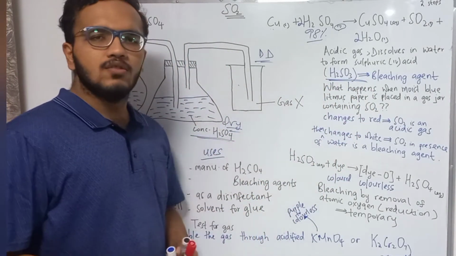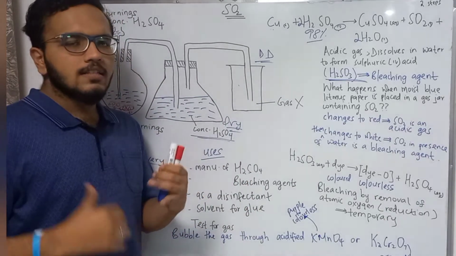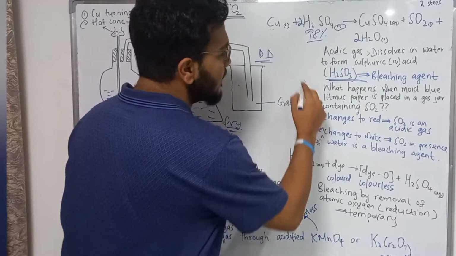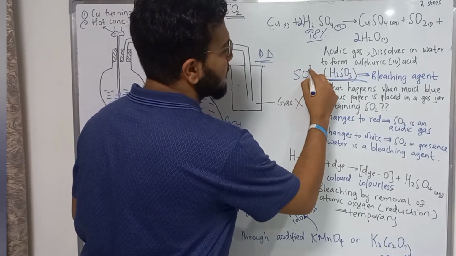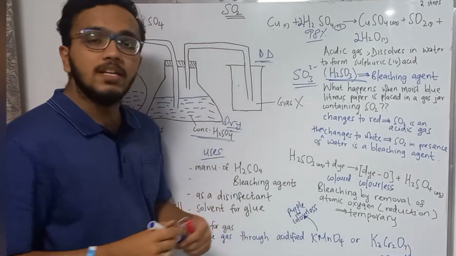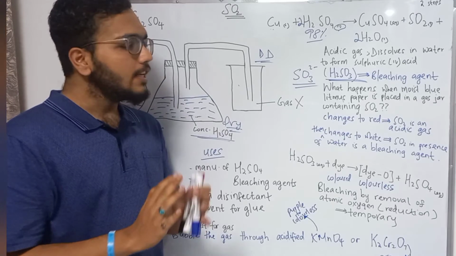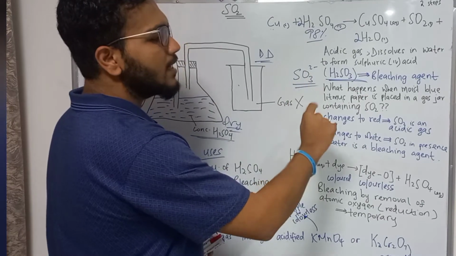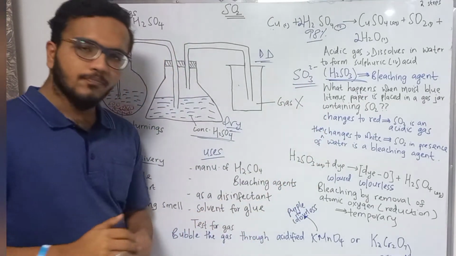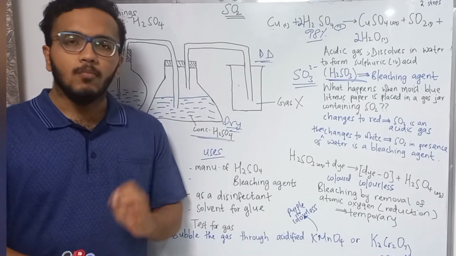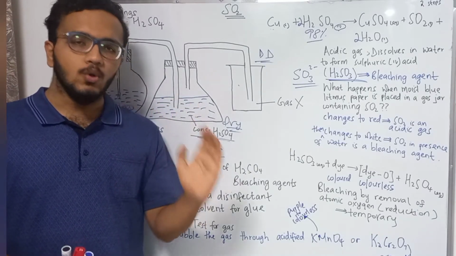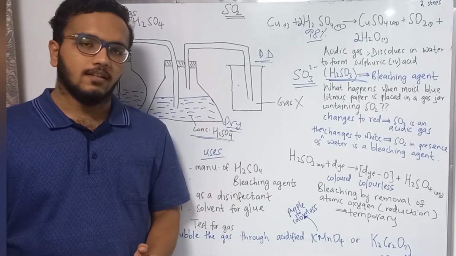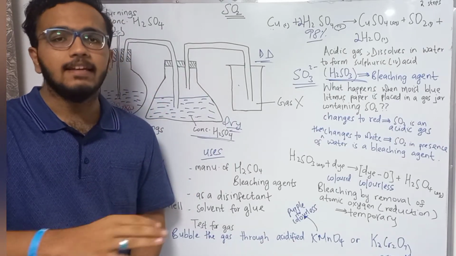Now this H2SO3 has some special characteristic. It is used as a bleaching agent. The sulfite ions in H2SO3 are what are used for bleaching. Now, a very important question that can be asked is, what happens when moist blue litmus paper is placed in a gas jar containing SO2? The observation will be that the moist blue litmus paper changes from blue to red and then white. Let's repeat: from blue to red and then white.